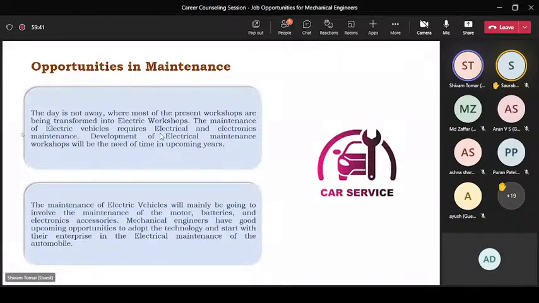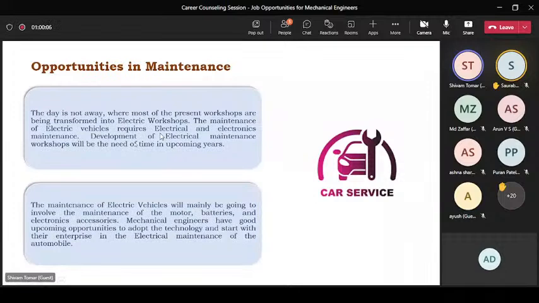So you can do some extra courses or extra trainings on how to manage and maintain the battery packs, how to do the testing of the battery packs, how to do the testing of the motors, how to handle the motors, and all those things. So here are a few components like motor, batteries, electronic accessories. Okay, so these are the things where you have the opportunity.